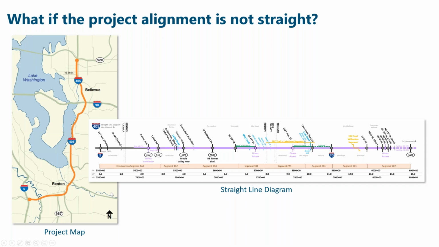So what I've done is I've turned this curved alignment into a straight line diagram where I stretch it out from the start at I-5 to the finish up here by Route 520.